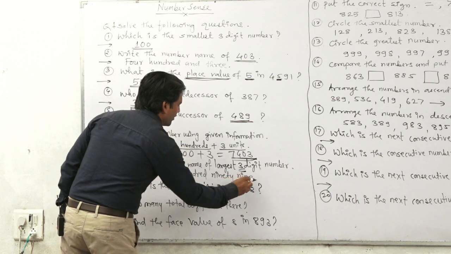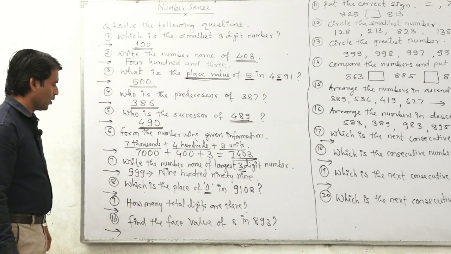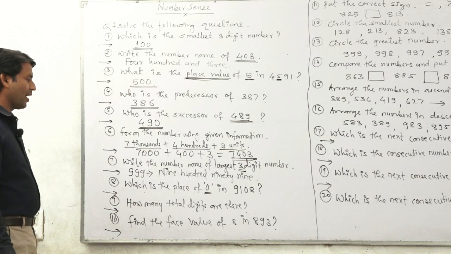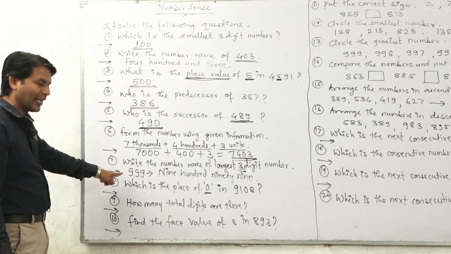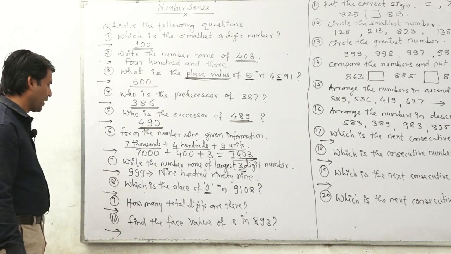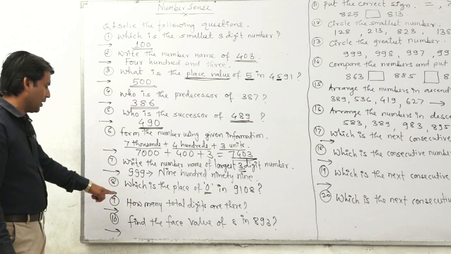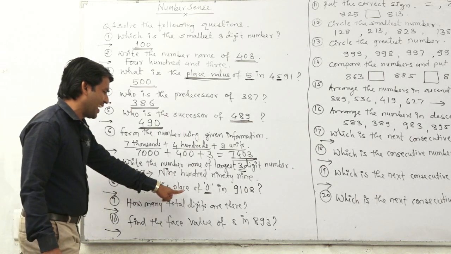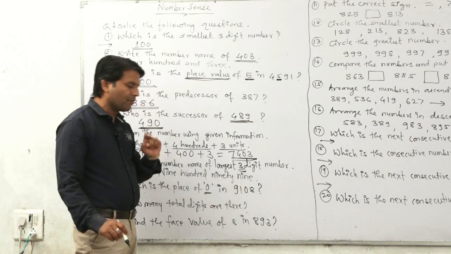999. This is your answer. 999 is the largest 3-digit number. After that, the 8th one: which is the place of 0 in the given number?